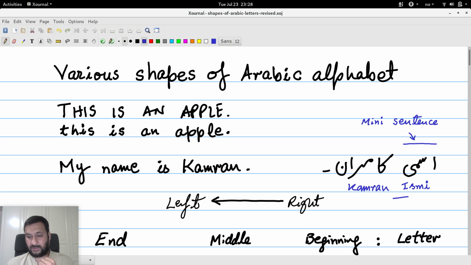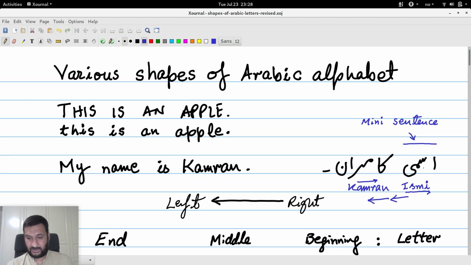Kamran. Read this way. Each word I'm writing for your convenience in this direction. The word is the same as in English in this direction, but the overall sentence is read in this direction. So this says Ismi Kamran, which means my name is Kamran. So my name is, these three words, is condensed into this one small word, Ismi. It's a mini sentence. This concept exists in German and Norwegian. There are mini sentences which don't have space in them, and they are just one word, which means a long sentence in English.